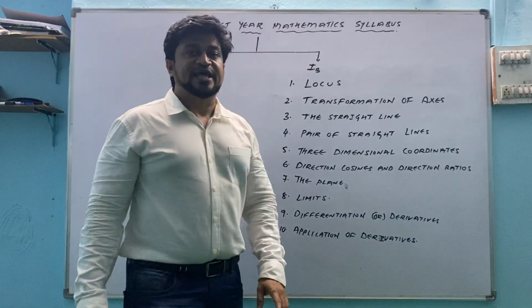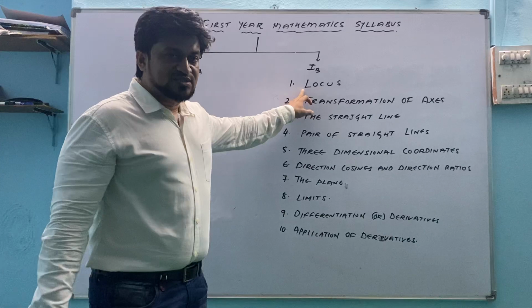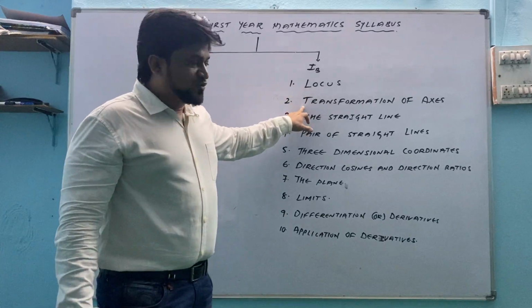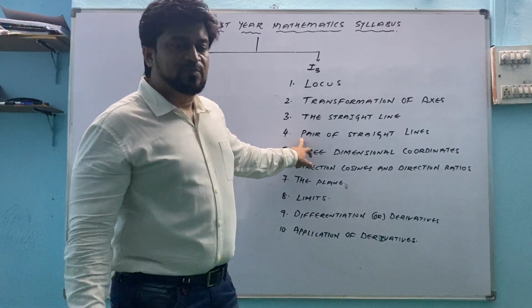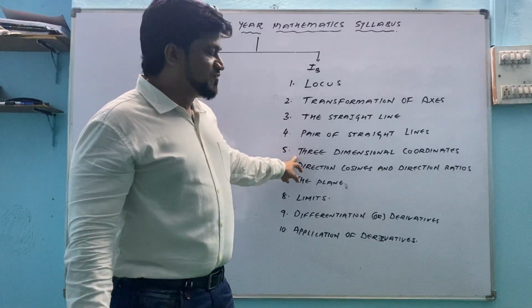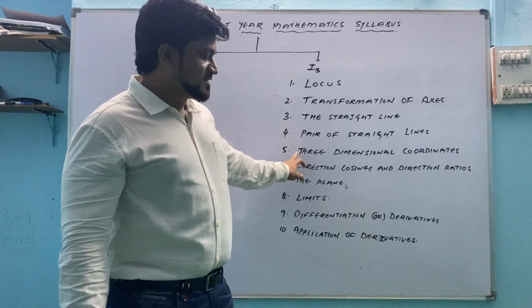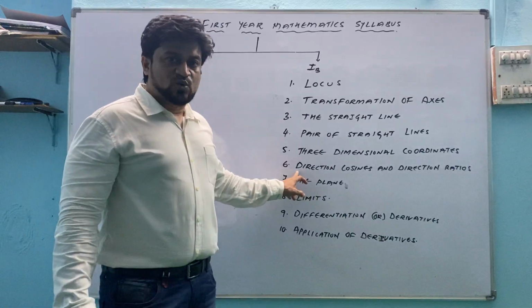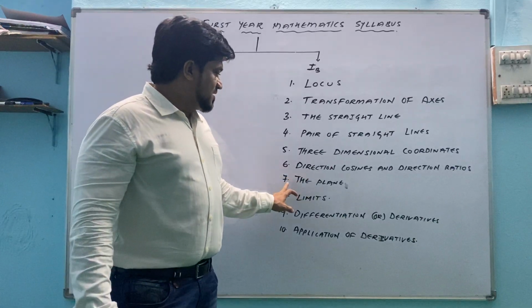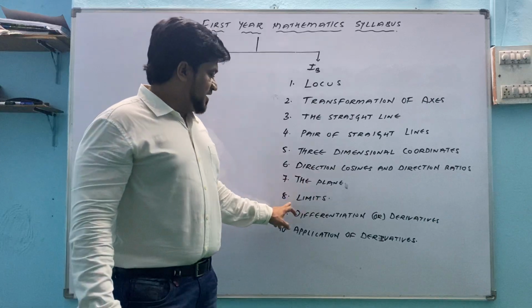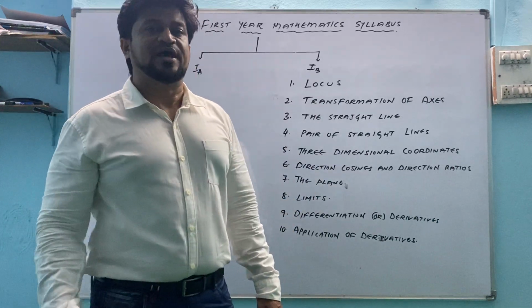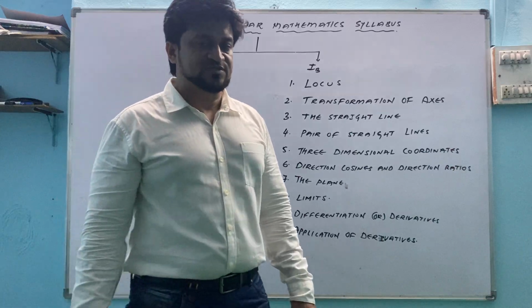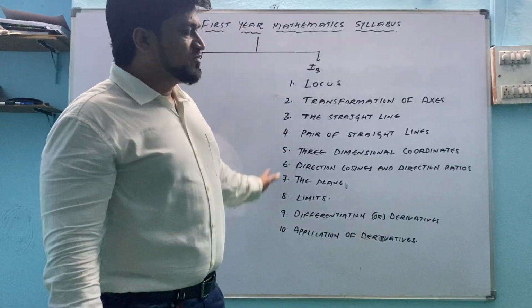1B has a total of 10 units. Unit 1 is locus. Unit 2 is transformation of axes. Unit 3 is straight line. Unit 4 is pair of straight lines. Unit 5 is three-dimensional coordinates. Unit 6 is direction cosines and direction ratios. The 7th one is the plane. The 8th one is limits. The 9th one is differentiation of derivatives. And the 10th one is application of derivatives. So we will start with any of the units first.